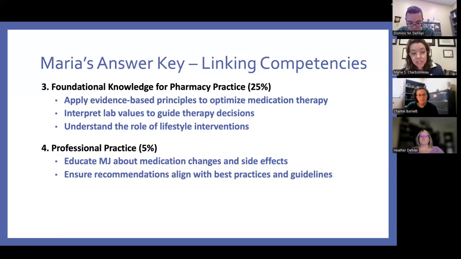And then from there to hit domain 4, we can do professional practice. We can talk about how the student would educate MJ on the medication changes. We can make sure that the recommendations are truly aligned with evidence-based guidelines, best practices, etc.